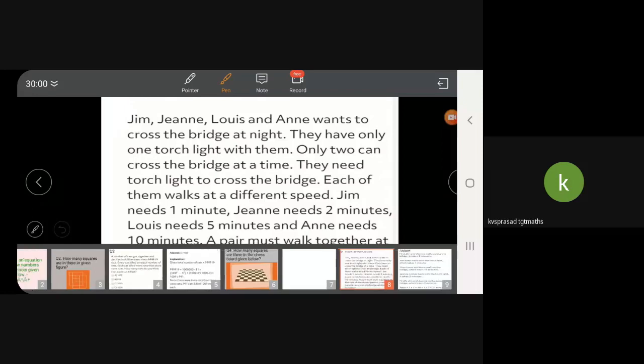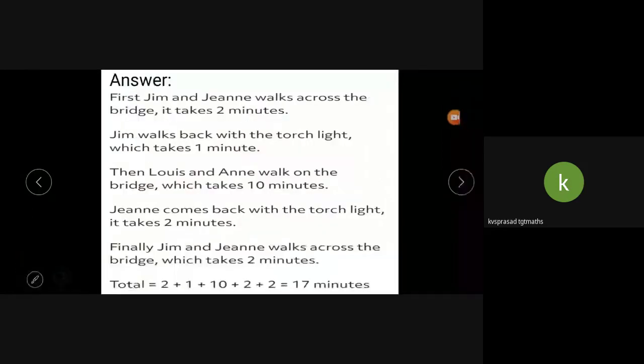Look, sir, this is it. It will take hardly 10 seconds to read this. 2 minutes, 1 minute to come back, and again 10 minutes the second group will take to reach the destination, and again Jenny will come back taking 2 minutes to take Jim with her, and finally taking 2 minutes they will go back to the destination. 17 minutes.